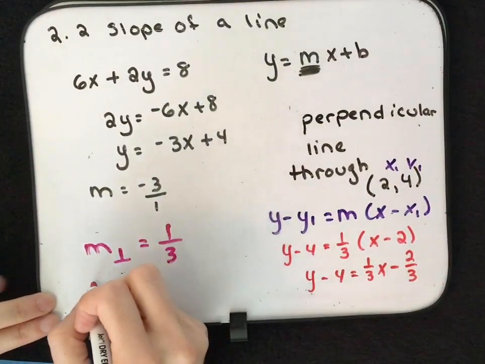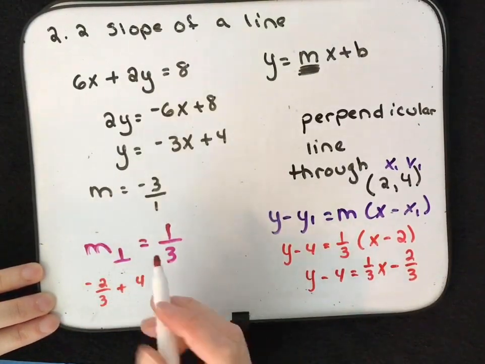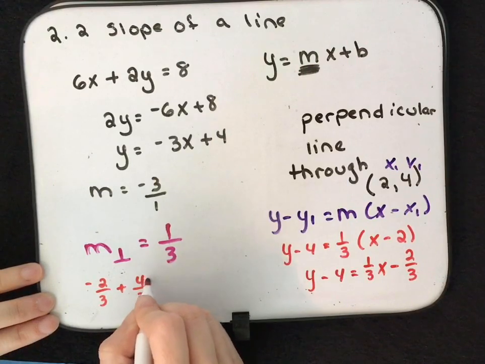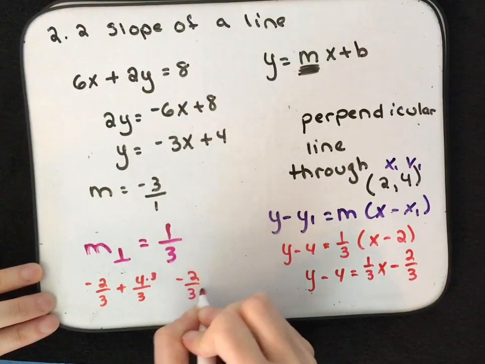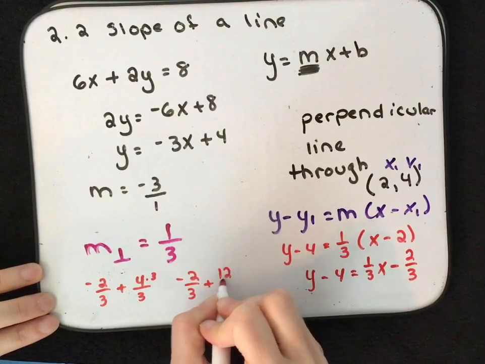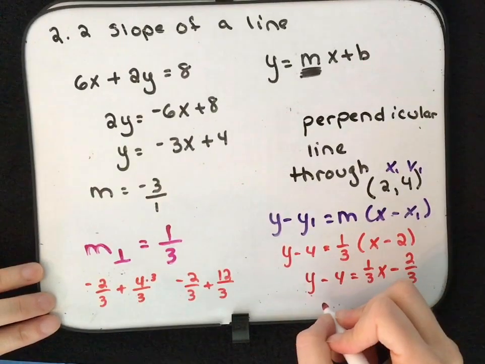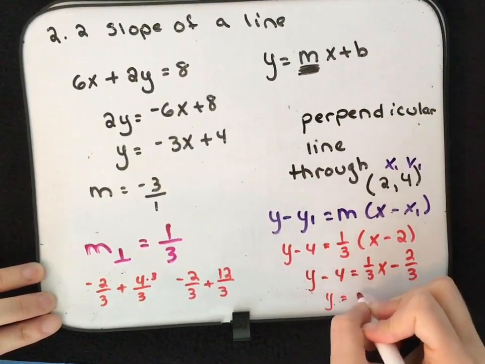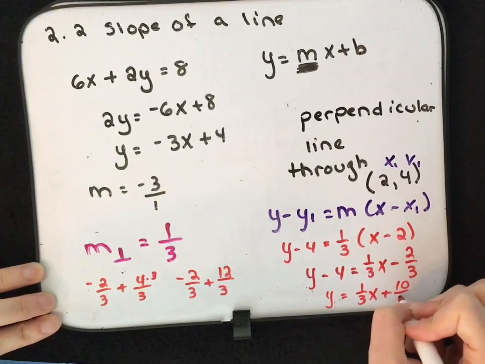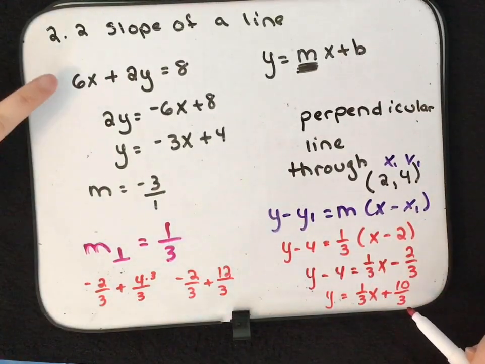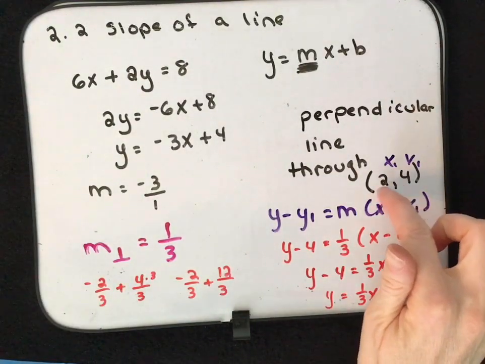So if we have negative 2/3, and we're adding 4, we want this to be over 3, so we can multiply top and bottom by 3. That'll look like negative 2/3 plus 4 times 3 is 12, 12/3. Negative 2 plus 12 gives us 10, so we are left with y equals 1/3 x plus 10/3. This line and this line will be perpendicular, and this will pass through the point 2, 4.